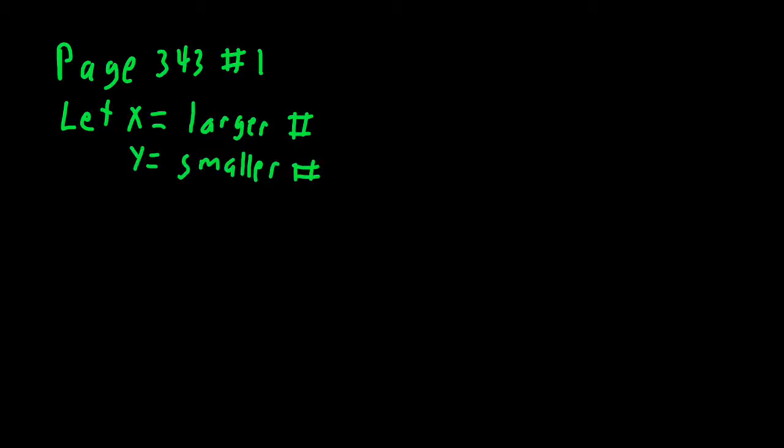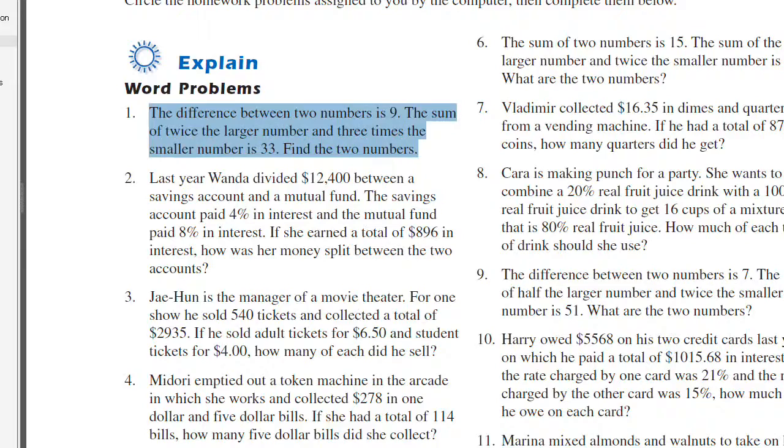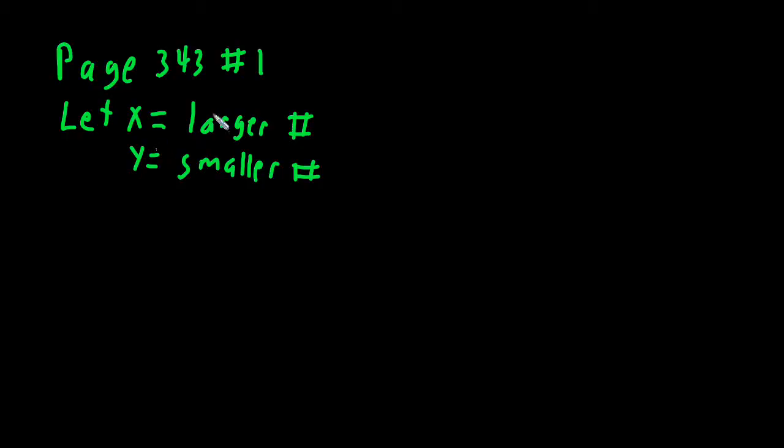The first sentence here will give us an equation. The difference between the two numbers is 9. Since it's a positive 9, I realize they must be subtracting the larger minus the smaller. And so one equation would be x minus y equals 9. When they use the word difference, they mean subtraction. So one minus the other is 9. Since it's a positive 9, I know it's the larger minus the smaller.